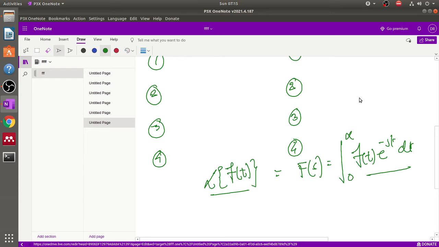There are some properties of the Laplace transform. In the previous video we discussed the Laplace properties, such as the time shifting property, time scaling property, differentiation property, and integration property. Different types of Laplace properties were discussed in the previous lecture. Okay, now we study the block diagram concept in a control system.